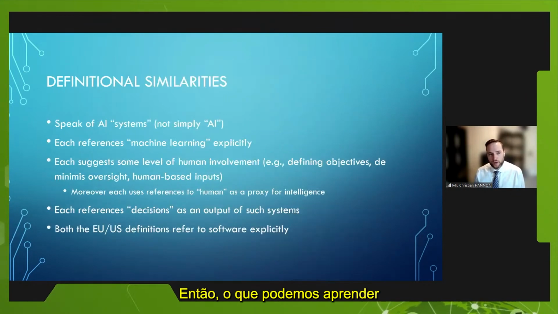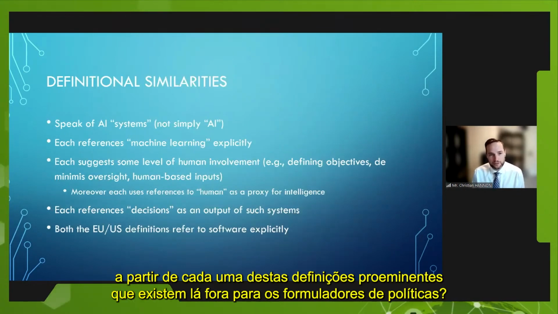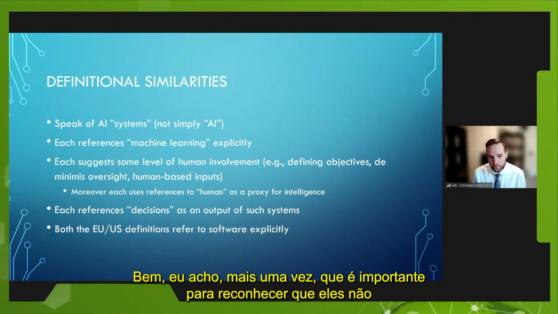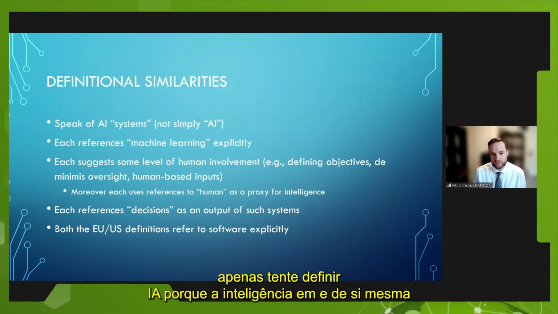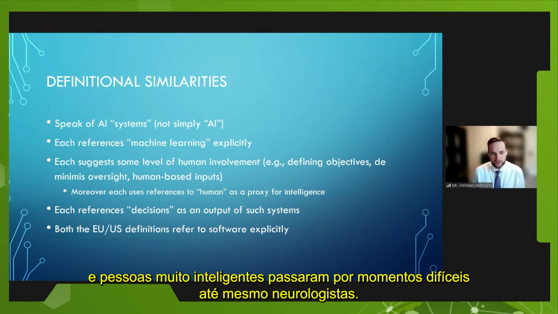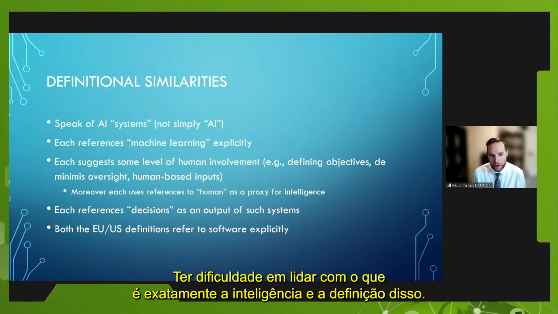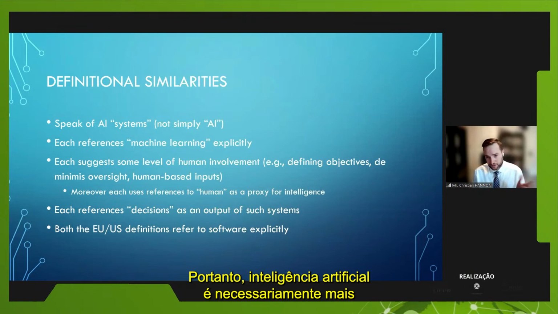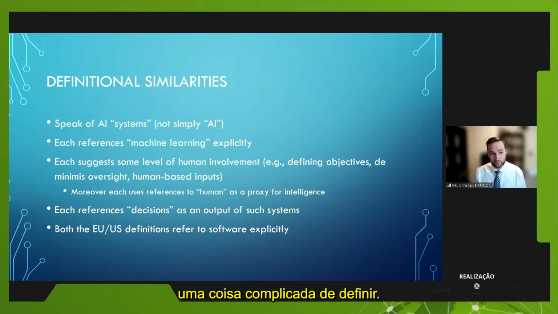All right, so what can we learn from each of these prominent definitions that exist out there for policymakers? Well, I think, again, it's important to recognize that they didn't just try to define AI, because intelligence in and of itself, right? Just speaking of human-based intelligence, philosophers and very smart people, neurologists even, have a hard time grappling with what exactly is intelligence and defining that. So artificial intelligence is just necessarily a more complicated thing to define.